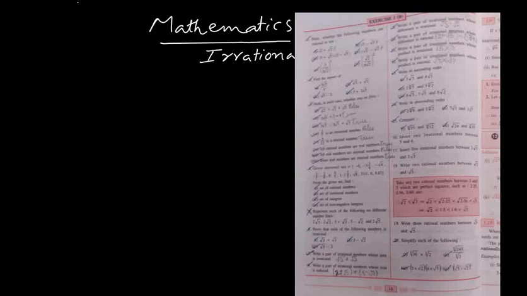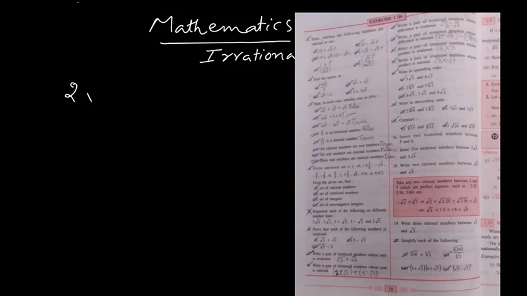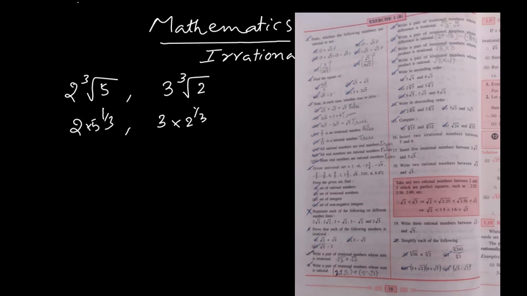So you have 2 and then cube root of 5. So this you are done already, isn't it? Meaning in the class they did it. Okay, so this is nothing but 2 into 5 to the power of 1 by 3. This is 3 into 2 to the power of 1 by 3. Correct?